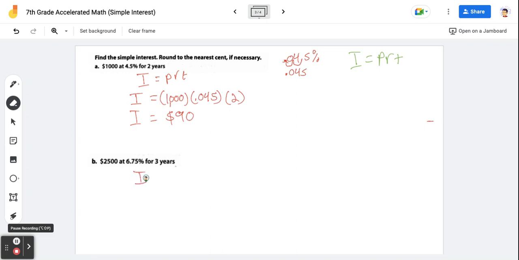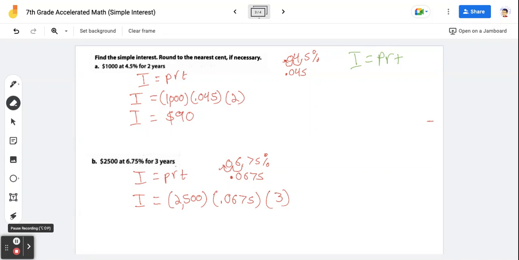All right. Once again, I know what I'm working with here. I know I'm talking about simple interest. And again, we're looking for the interest. So I is going to remain the same. What's our principal amount? Well, our principal amount is $2,500. Our rate is 6.75%. And we know that as a decimal, I'm going to move my decimal 2 places to the left, fill in a 0 as a placeholder, and my decimal is 0.0675. So 0.0675. And my time is, once again, already given to me in years. Awesome. That's 3 years.